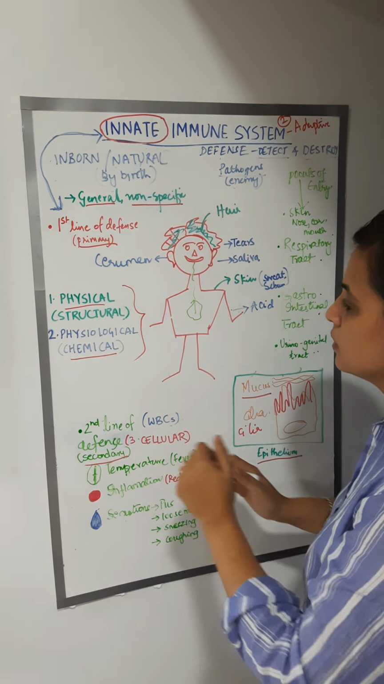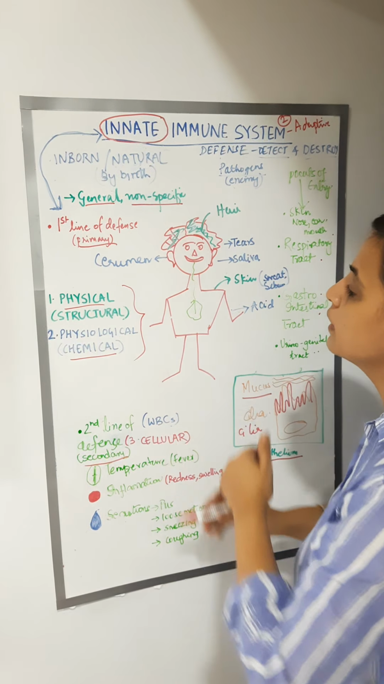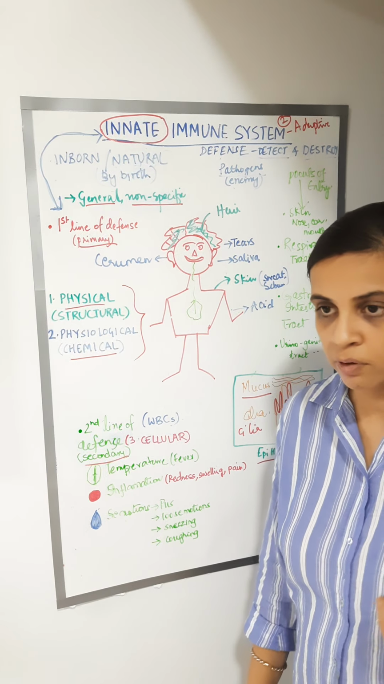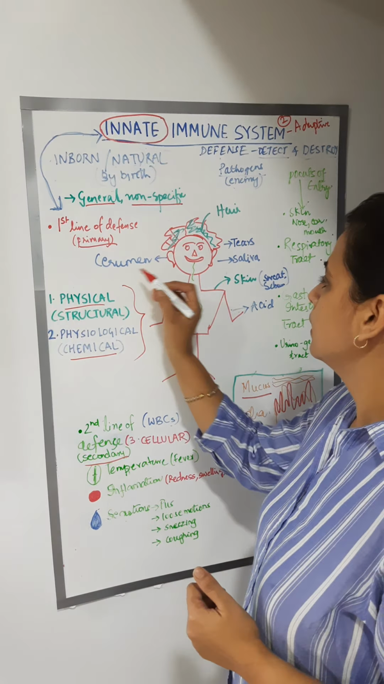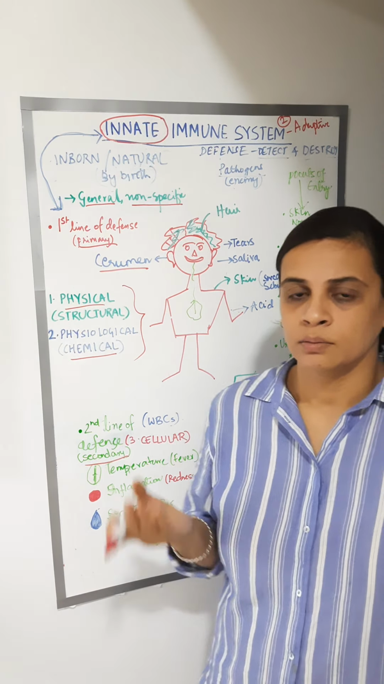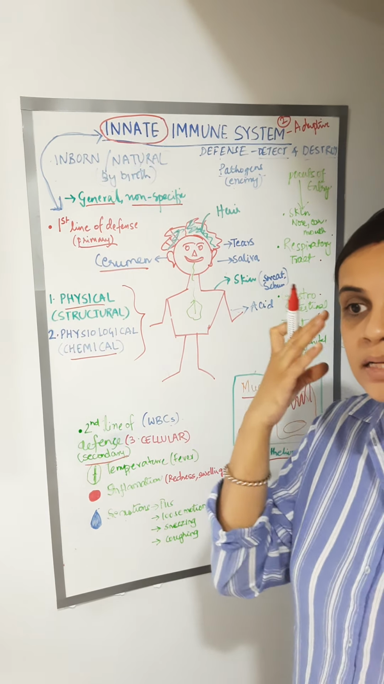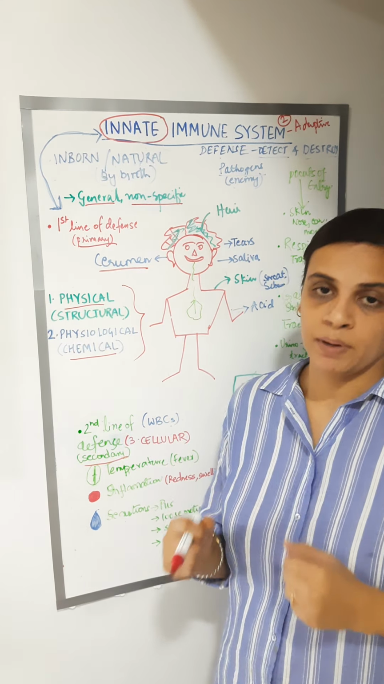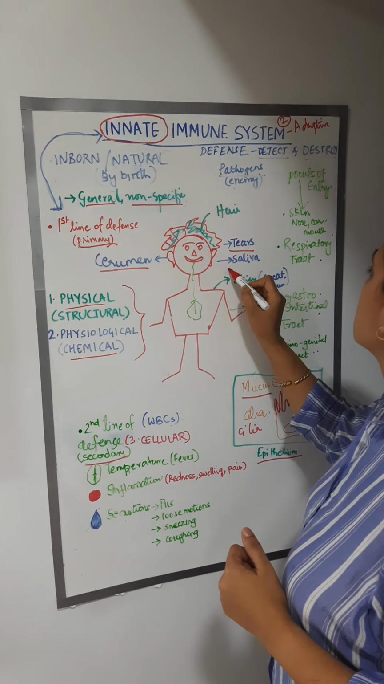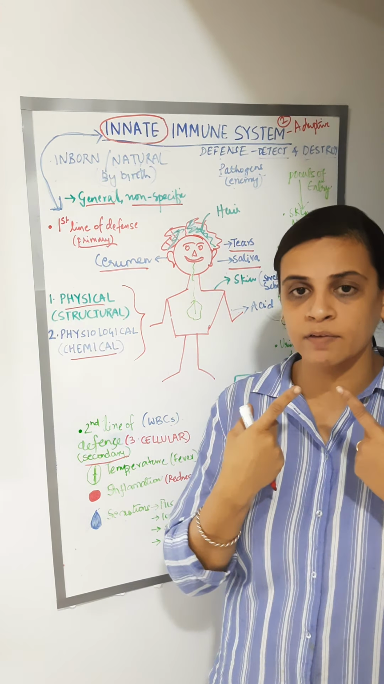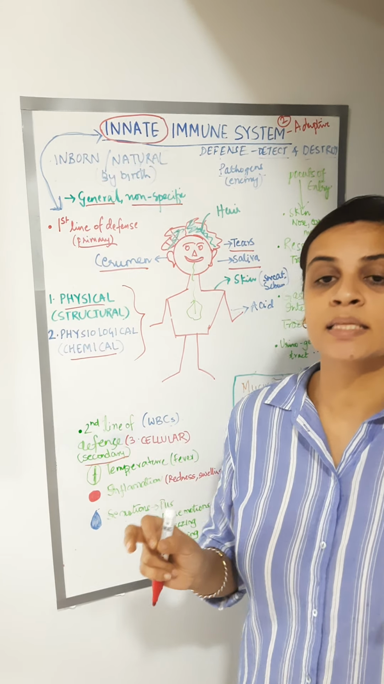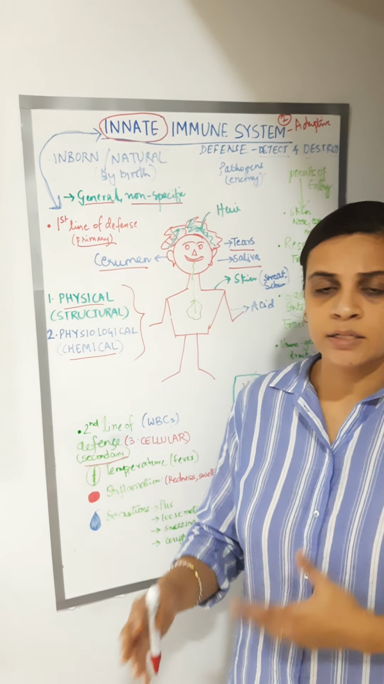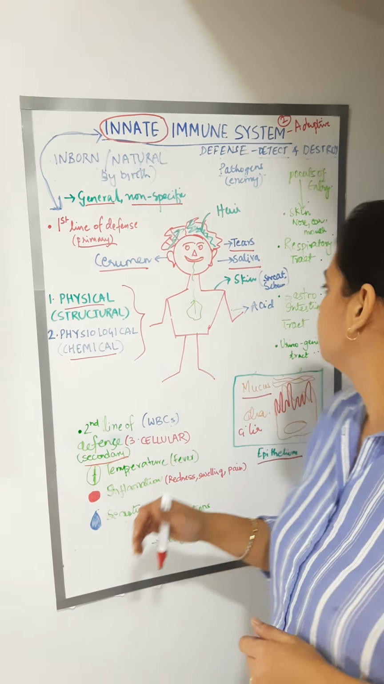After these physical barriers, come physiological or chemical barriers. These barriers are basically the secretions produced by the cells of our body. So what are these secretions? Cerumen, commonly known as ear wax. The wax inside our ears not only lubricates the ear canal, but it helps in trapping the pathogens. Tears and saliva: tears produced by our eyes, saliva produced by our mouth. They have a special enzyme called lysozyme. What it does is break the cell wall of pathogens like bacteria and viruses and not let them grow.